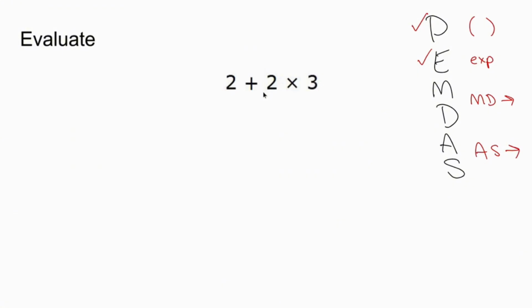So what I need to do first is do 2 times 3 before anything else. 2 times 3 is 6. So now that I'm done that step, I'm going to write out the 2 plus in front of it. Now all I have is 2 plus 6.